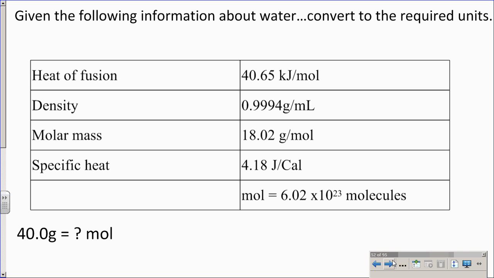I can give you ponies, dinosaurs, and rainbows. It doesn't matter. As long as you can cancel those units, like, I don't know, 1 pony is equal to 1 rainbow. If I told you that was the equivalency, you just have to cancel the units. It's all about the units. So this is all information about water. You don't even have to understand what these units are. We're going to call them dinosaurs and ponies.